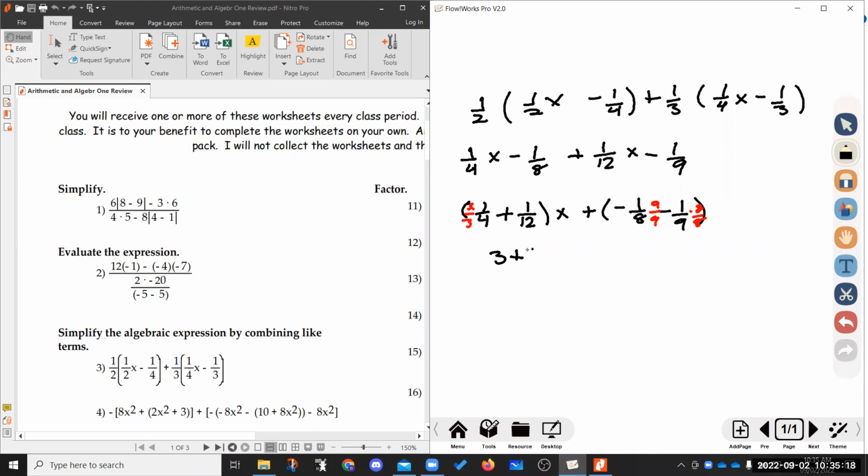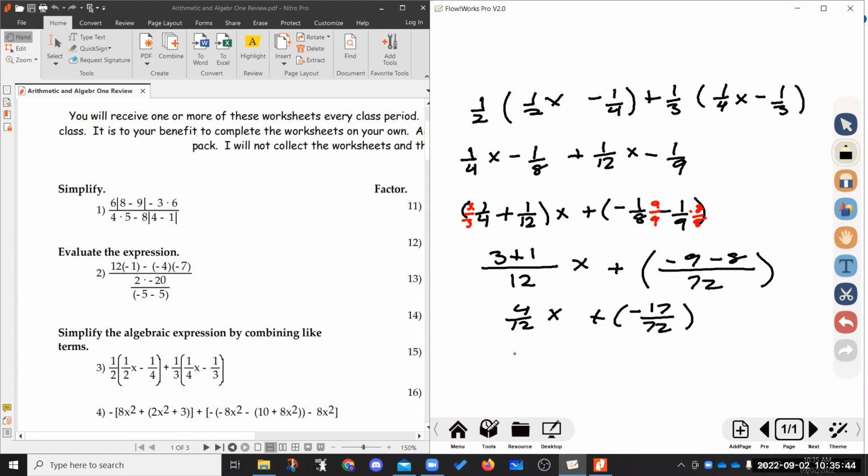So that's going to give me 3 plus 1 over 12 x plus negative 9 minus 8 over 72. 4/12 is going to be the same as 1/3, but I'll simplify here. Negative 17 over 72 is 1/3 x minus 17 over 72. And that's our simplified algebraic expression.